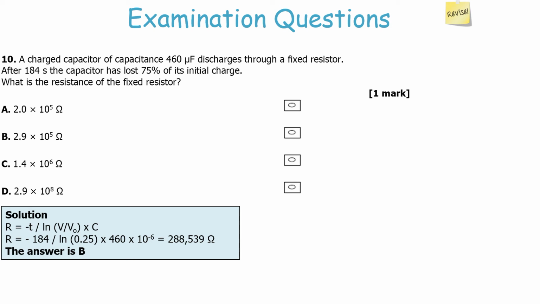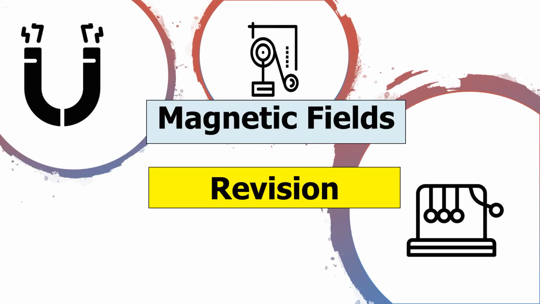Now again, the important thing is to read the detail in the question, because it has lost 75% of its initial charge. So therefore it only has 25% of the initial charge remaining. So what this means is we can now say that ln(V over V0) is equal to ln(0.25 V0 over V0). The V0s cancel through, so it just becomes ln 0.25. So we pop our numbers in and we get 288539, which works through to be 2.9 times 10 to the 5 ohms. The answer is B.